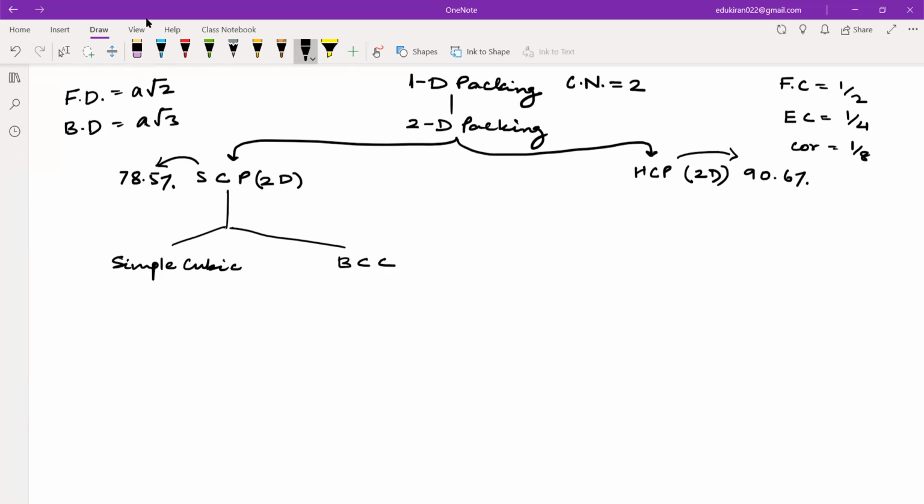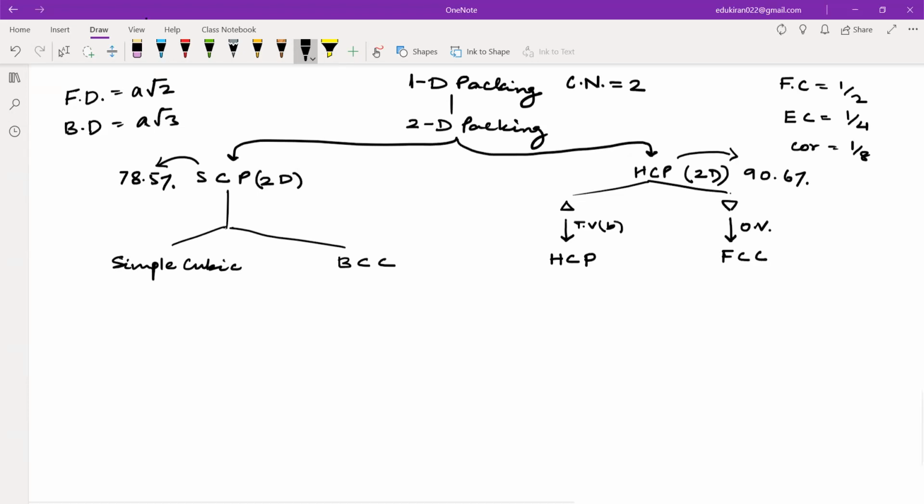body centered cubic. From hexagonal close packing, we saw that there can be two different types of voids, upward facing and downward facing. If I keep the atoms on the tetrahedral void made by a layer of B, I will get an AB type, which gave me HCP, hexagonal close packing. And if I put atoms on the octahedral void, I will get FCC, that is face centered cubic.